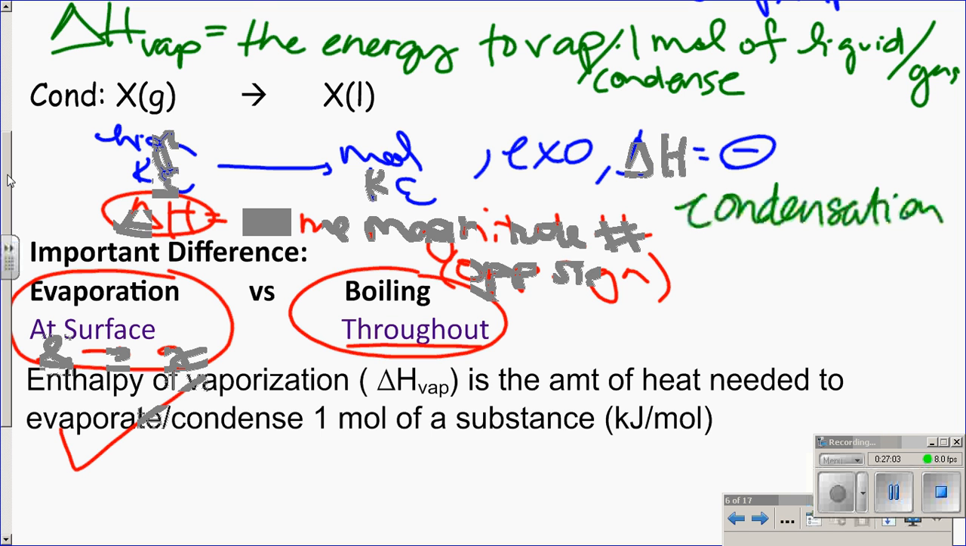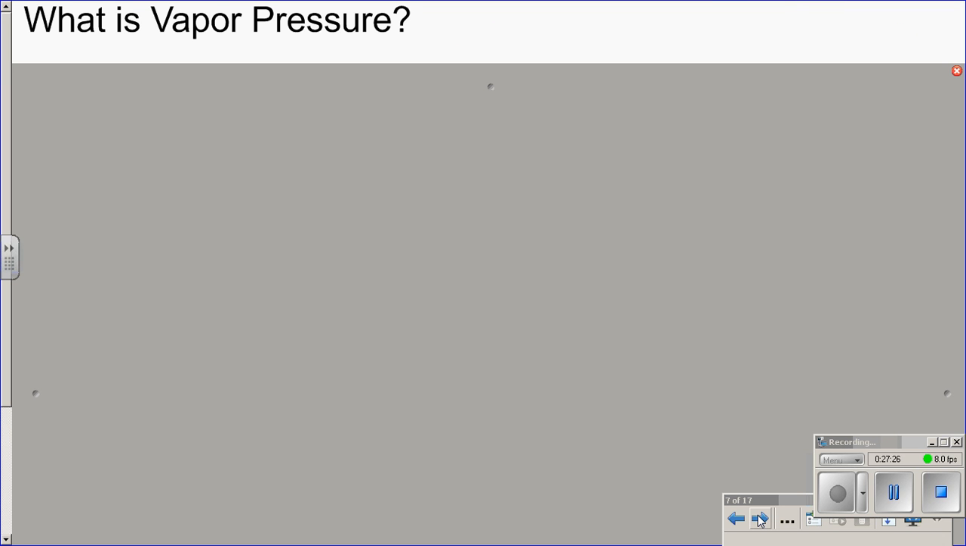Thumbs up when you're ready. Thanks, dears. All right, so far, somewhat familiar, like states of matter, phase changes. Kinetic energy is probably the biggest new thing that we're focusing on right now.